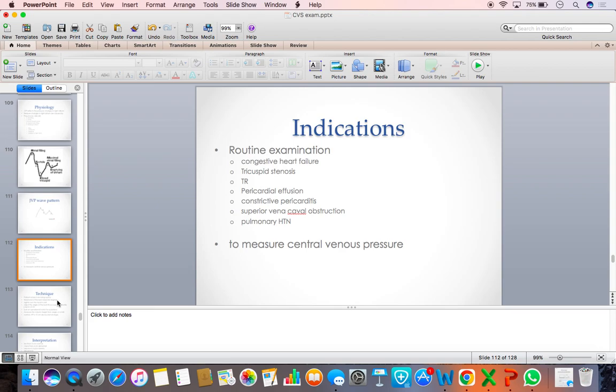Whereas in rest of the conditions, the rise in right atrial pressure occurs during atrial systole, resulting in prominent A waves. Hope you could understand the mechanism under which these changes occur in JVP during these clinical situations.